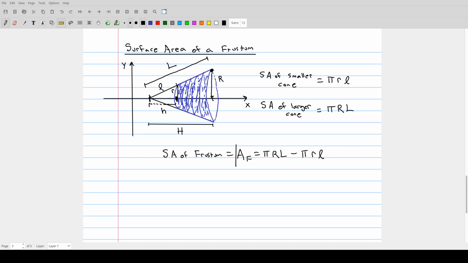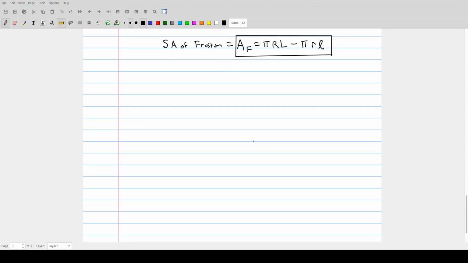And this is going to be the formula that we're going to base our calculation of a_k on, because we want to figure out what a_k is for each one of the k pieces, or each one of the n pieces in our partition. So in order to do this, we want to figure out exactly how L and r relate to the parameters of the cone, the values of the cone.